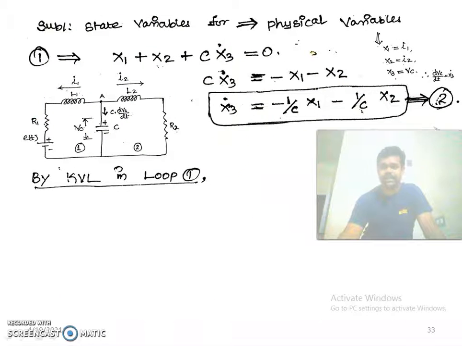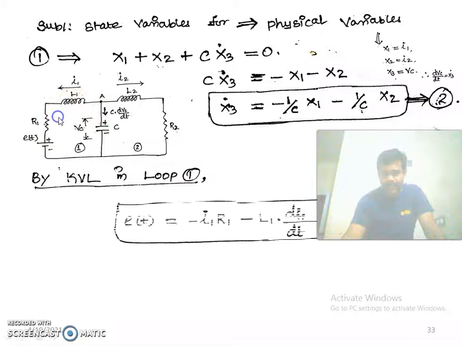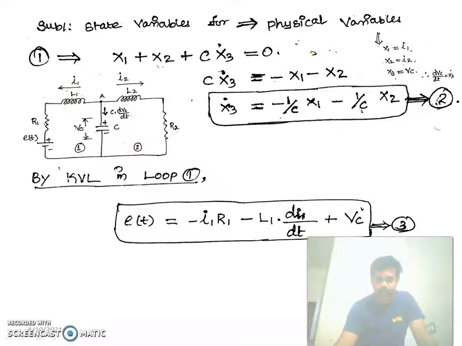After that we are considering this diagram and applying KVL in this loop. This is loop 1 and this is loop 2, and we are applying KVL in this loop. So we are taking current in this direction. So we are getting L into di by dt, in this direction, plus I1 into R1 plus E of t is equal to Vc of t.